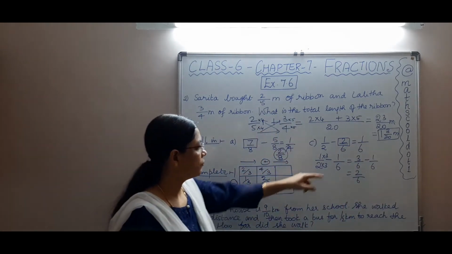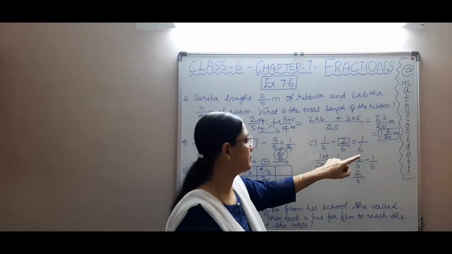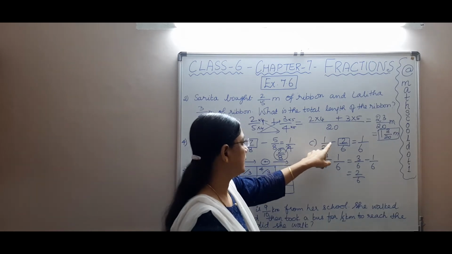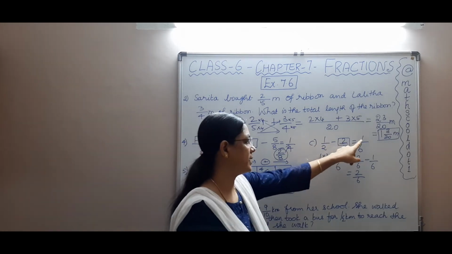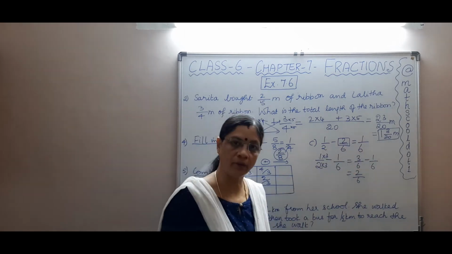Okay, now let's verify 2 by 6. Now 2 and 6. Let me have the LCM here. So I multiply this by 3 and this by 3. I get 3 by 6. 3 by 6 minus 2 by 6 is anyway 1 by 6. Do you understand? So I have got the answer right.